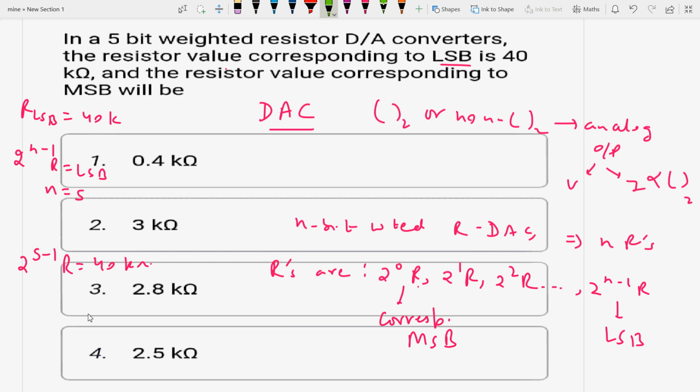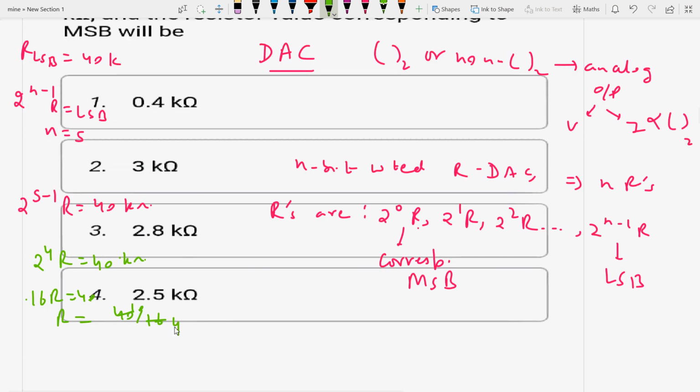So it is 16, right? 16 R is equal to 40. So R is equal to 40 by 16. Dividing through, 4 4s are 16, 4 10s are 40, 2 2s are 4, 2 5s are 10. So it is 2.5 kilo ohm. So R is equal to 2.5 kilo ohm, right?